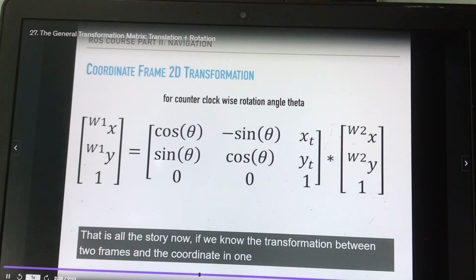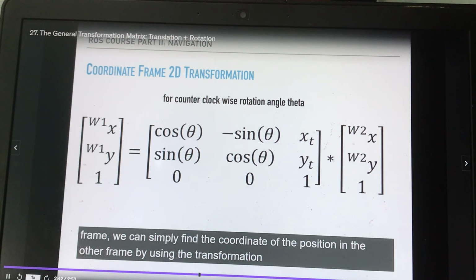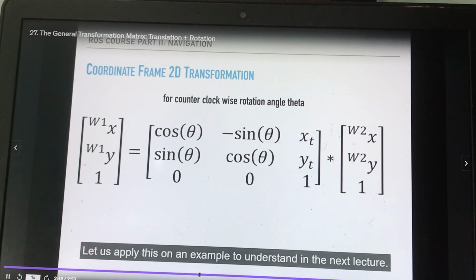Now, if we know the transformation between two frames and the coordinate in one frame, we can simply find the coordinate of the position in the other frame by using the transformation matrix. Let us apply this on an example to understand in the next lecture.